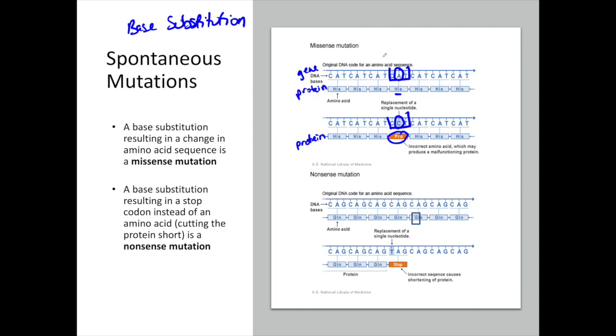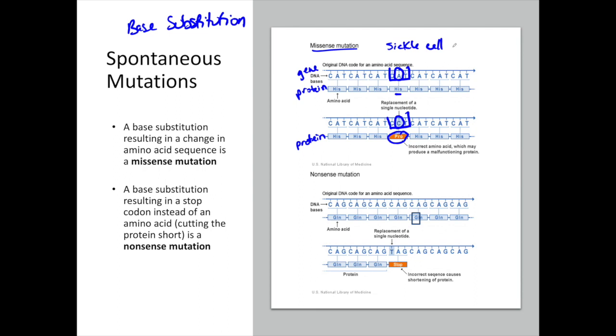This is known as a missense mutation. An example of a missense mutation that results in a severe disease is sickle cell anemia. Sickle cell anemia is a single base substitution in the human genome that causes hemoglobin to not fold properly.